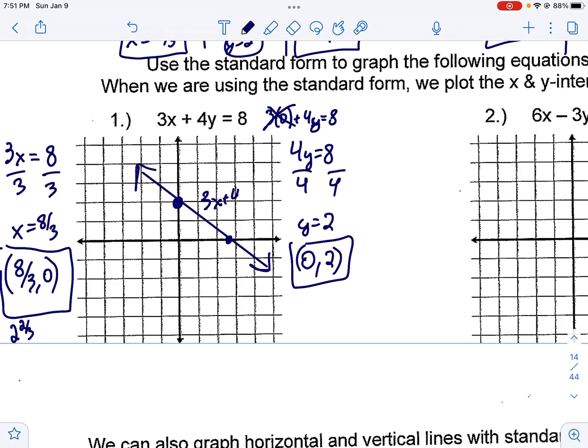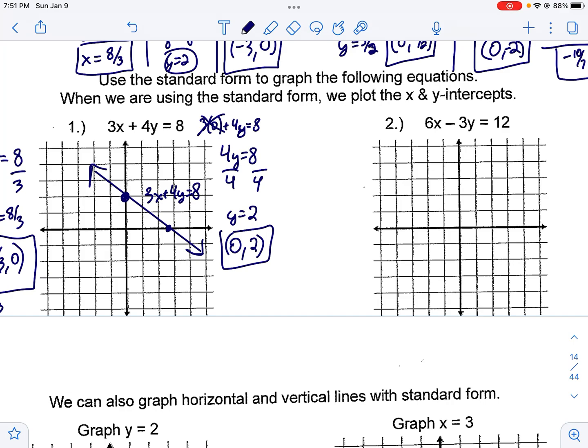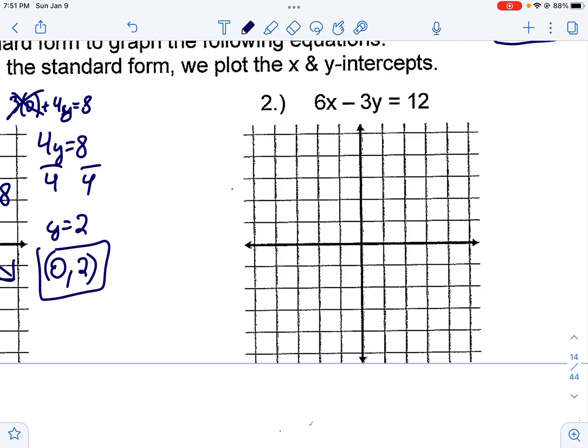And we're going to start labeling all of our lines. So 3x plus 4y equals 8. That is standard form for that equation. All right, go ahead and try number 2 on your own, and you can unpause and check your work.